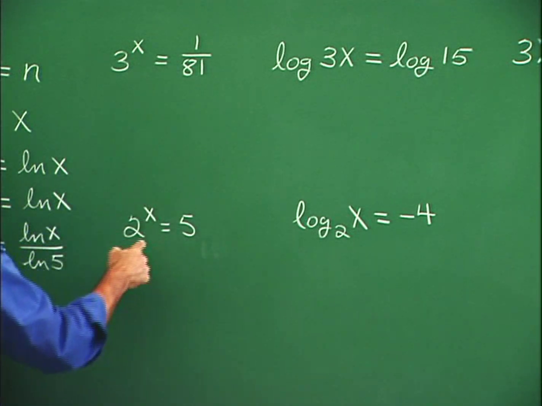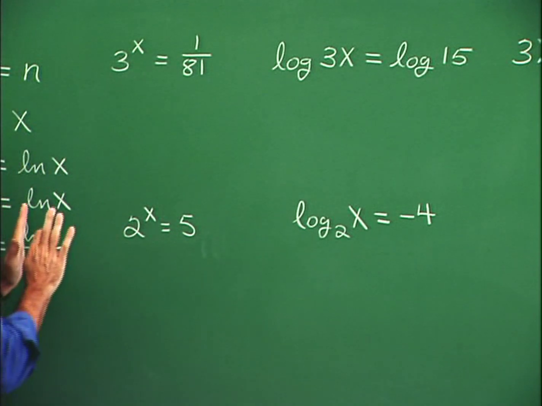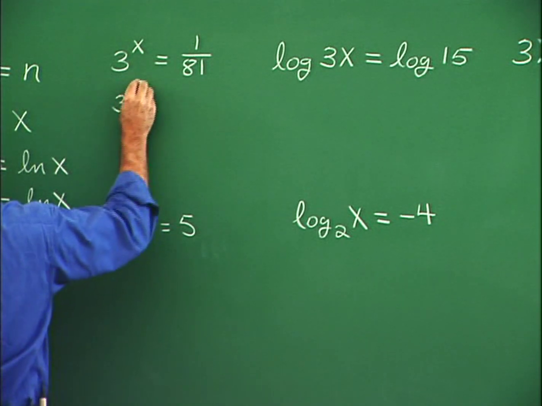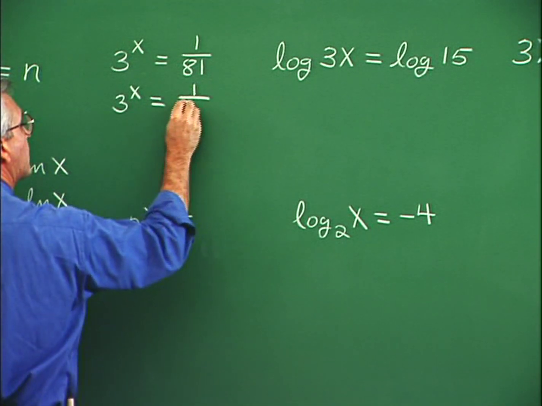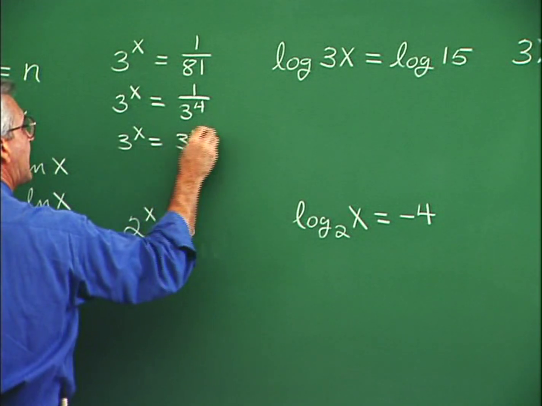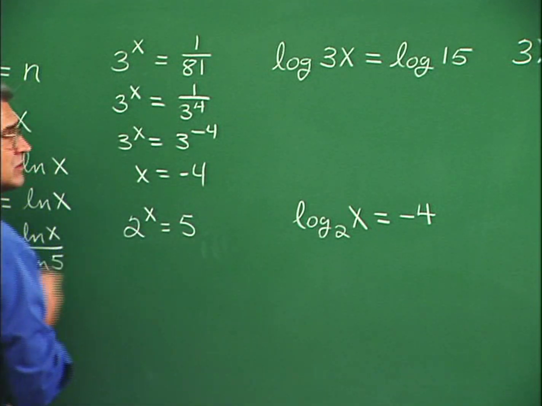Now, in both cases, your first choice for solution is to try to make the bases look alike on both sides of the equation. Here, it's pretty easy to do. It's 3 to the x equals 1 over 3 to the 4th. So 3 to the x equals 3 to the negative 4. Bases are alike. Jump into the exponential world and solve.